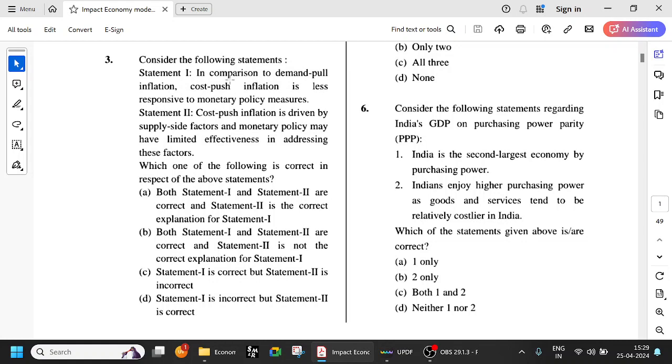But cost push inflation means the cost of the product, coming from raw material, labor charges, and all those things. Those things are not at all related to the repo rate, etc. So cost push inflation is less responsive to monetary policy measures. Why? Because cost push inflation is driven by supply side factors, like the supply of raw material, not monetary policy. So monetary policy may have limited effectiveness in addressing these factors. So both one and two are correct, and two is the correct explanation for statement one. Answer A.